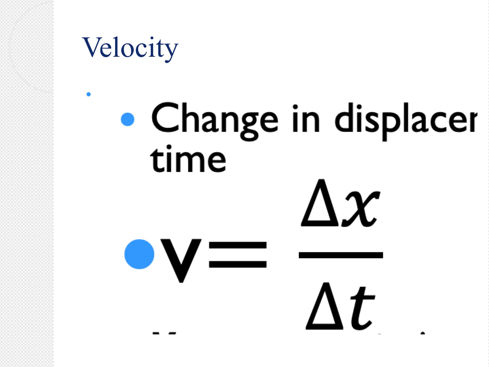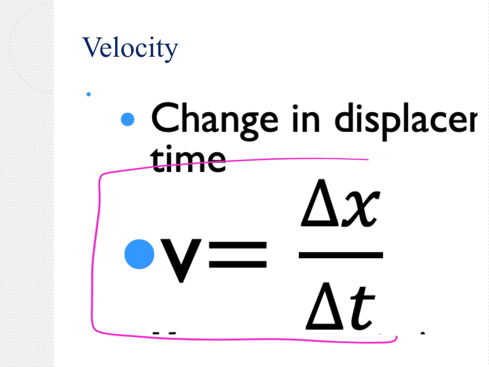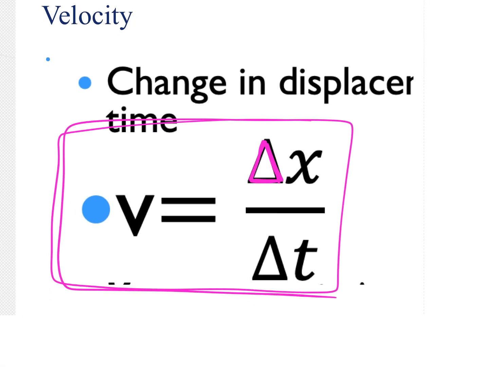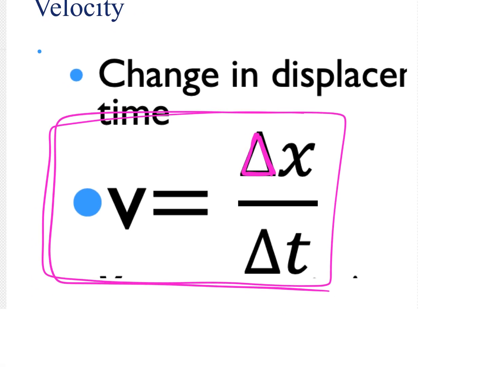When we're talking about velocity, here's our first main equation, okay? Velocity is equal to change in displacement over change in time. Do you recognize this little triangle symbol right here? It's a Greek letter, and what's it called? Delta. Good, and it means change in. Or more specifically, it means final minus initial.